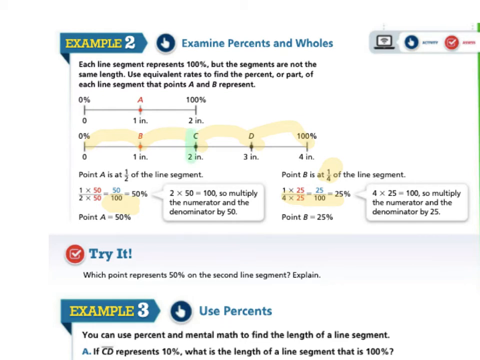Which point represents 50% on the second line segment? Well, hopefully you know 50% would be halfway in the middle. Therefore, C would represent 50% on the second line segment.